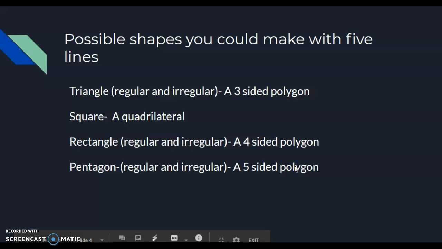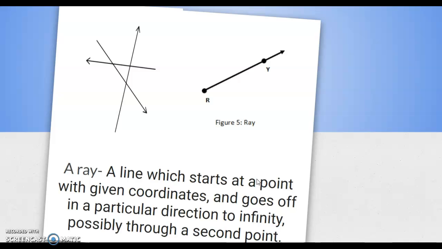Okay, so possible shapes you could make with 5 lines: the triangle I talked about, square, rectangle, and then a pentagon. A pentagon kind of looks like a house. Okay, so now we're getting into our new vocabulary for today.